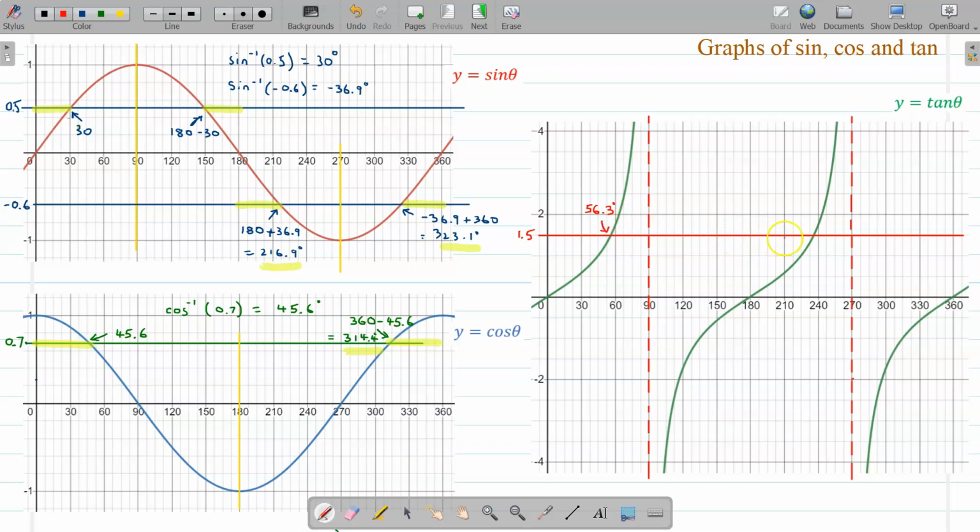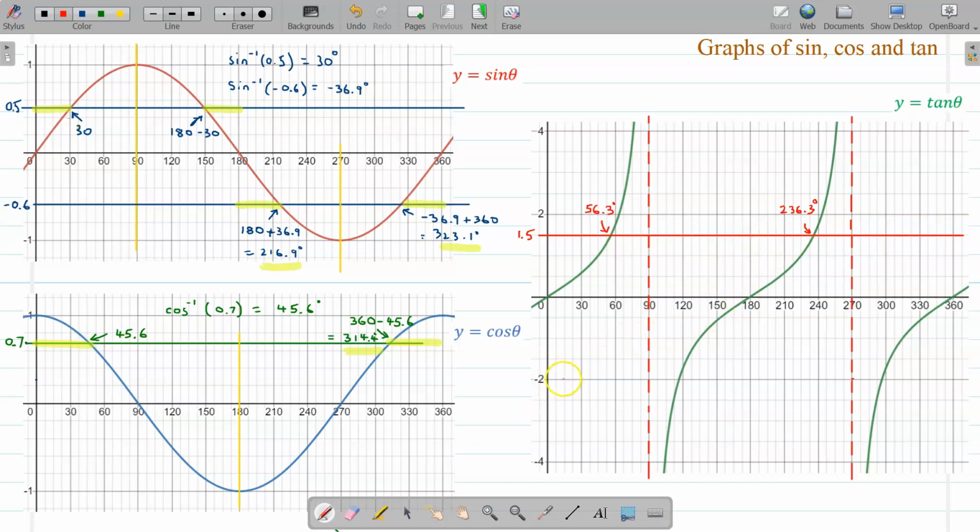And then to get the next one over here, all I need to do is add 180 onto that 56.3, which is 236.3. So I've just simply added 180 to shift it along. So that's quite easy to use with the tan graph, and if I added another 180 to that, it would take me to another crossing point that's off this graph. But for GCSE, you're only interested in angles between 0 and 360.